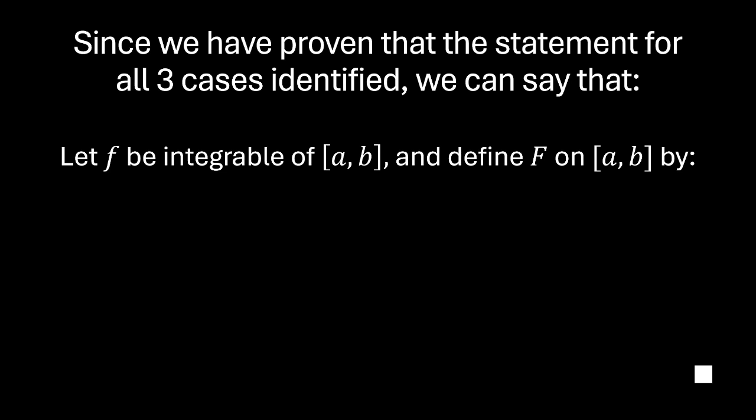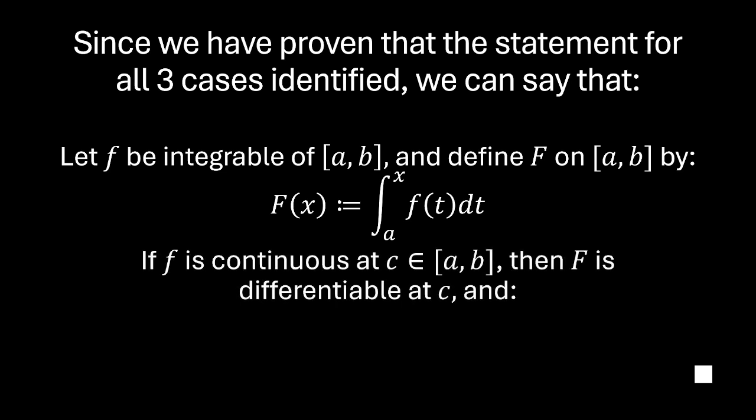So this tells us that if we let lower f be integrable on the closed interval [a,b], and define capital F on the same interval by this expression here, that if lower f is continuous at c in that interval, then capital F is differentiable at c, giving us the derivative of capital F at c is equal to f(c). QED, perfect, and that's all done. So that's the proof.